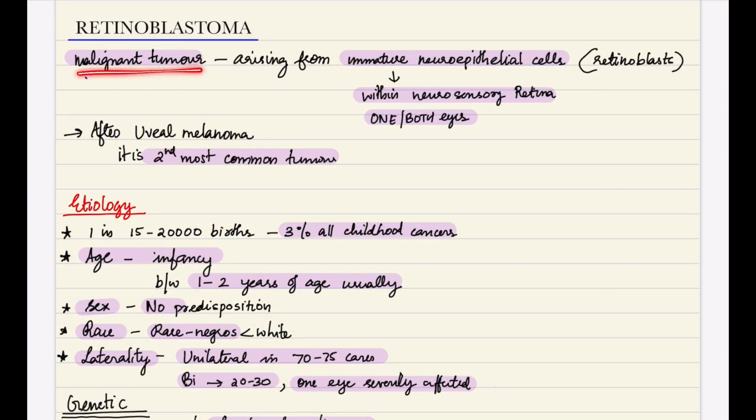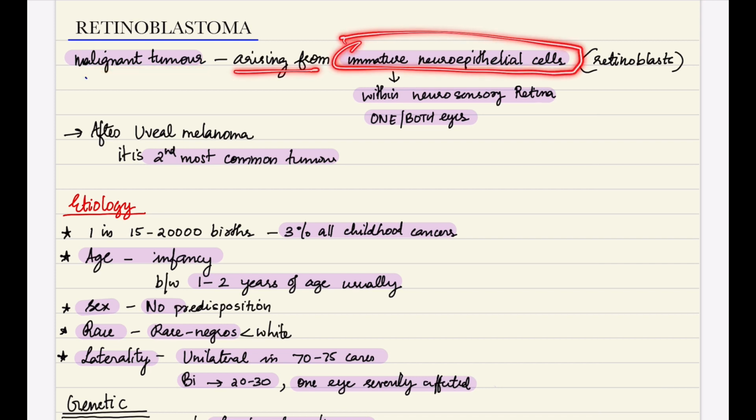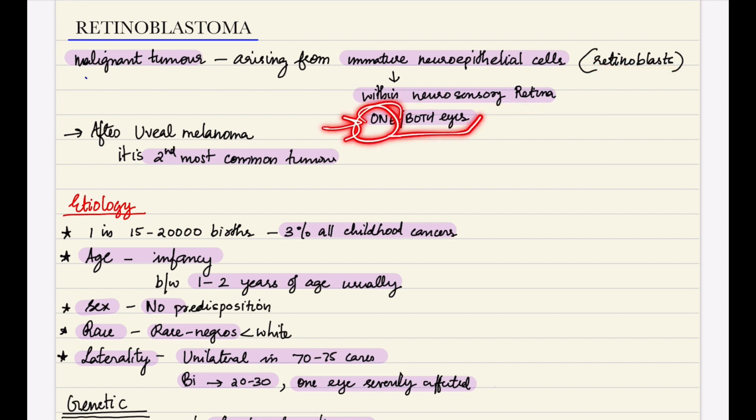Retinoblastoma. It is a malignant tumor arising from immature neuroepithelial cells, also known as retinoblasts, within the neurosensory retina. It can occur in one or both eyes. It is the second most common tumor in the eye after uveal melanoma.